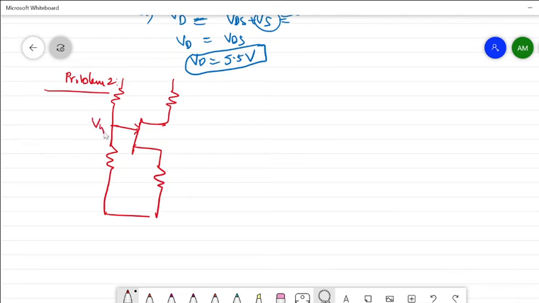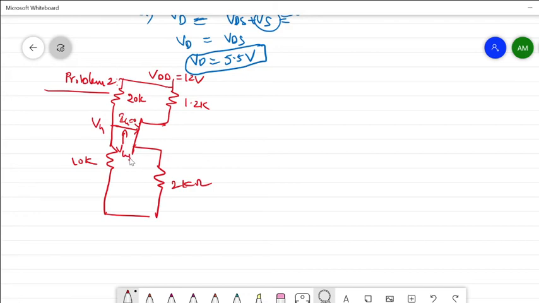This is VG. IG is equal to 0. VDD is equal to 12 volts. R1 is 20 kilo ohms. R2 is 10 kilo ohms. RD is 1.2 kilo ohms and RS is equal to 2 kilo ohms.